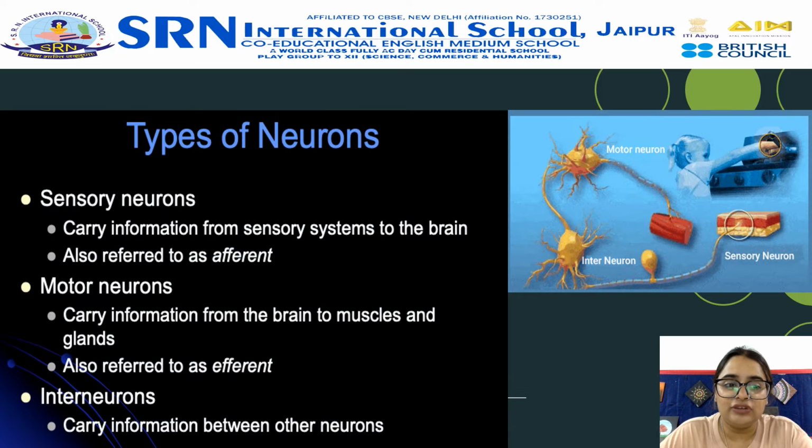Now there are three major types of neurons. First is sensory neurons, which carry information from sensory system to the brain, also referred to as afferent. Then we have motor neurons, which carry information from the brain to muscles and glands. These are also referred to as efferent. Then we have interneurons. Now these carry information between other neurons.